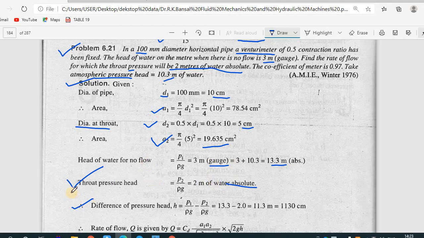So P2 by rho g equals 2 meters. Now the difference of pressure head will be P1 by rho g minus P2 by rho g. So 13.3 minus 2 gives you 11.3 meters, which is 1130 in terms of centimeters.